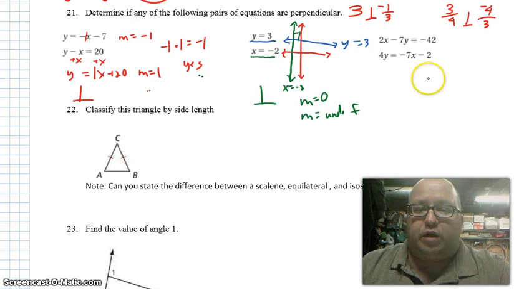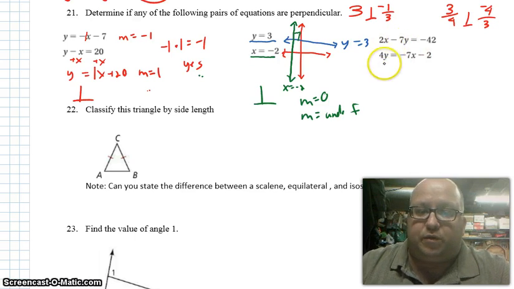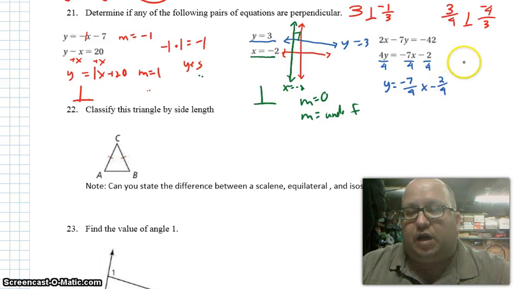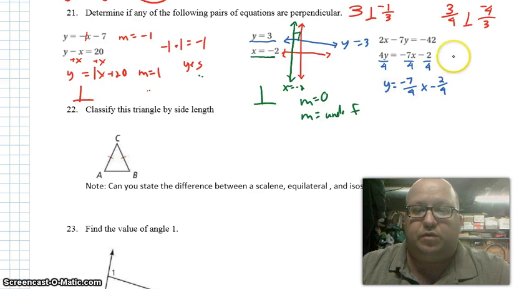Now on to a more regular example here. Well, we'll just do the bottom one first. First, I need to divide by 4 to get that y by itself, which means I divide all these by 4. Y equals negative 7 over 4 x minus 2 over 4. You can clean that up to 1/2, but it's really irrelevant because we're not looking at that. We're only looking at the m value.